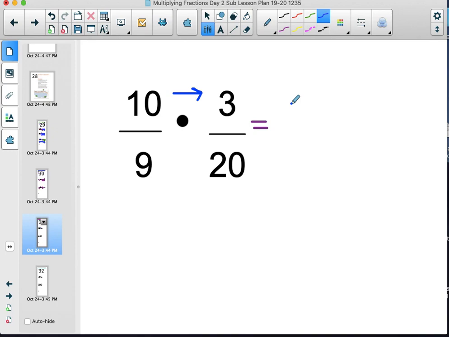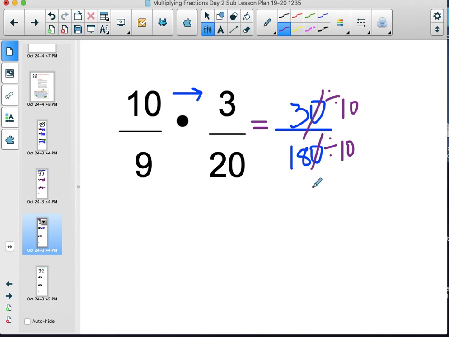All right, 10 times 3 multiplying straight across is 30. 9 times 20 is 180. Now, I'll be honest with you. If I see two numbers that end in 0, so like the numerator ends in 0 and the denominator ends in 0, I'm going to divide by 10 or a factor of 10. When you divide by 10, you're really just taking away the 0. So I get 3 over 18. Now, if I want to simplify that again, I totally can. I can divide 3 and 18 by 3 and get 1/6.